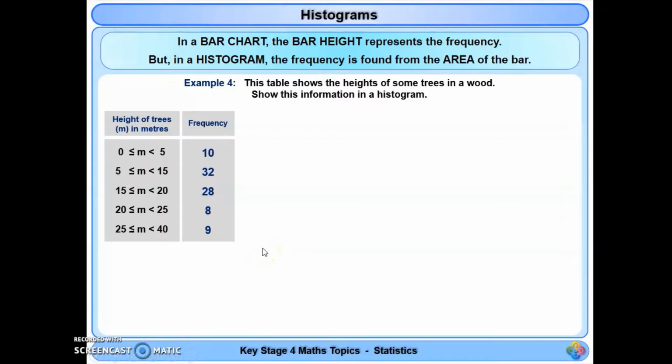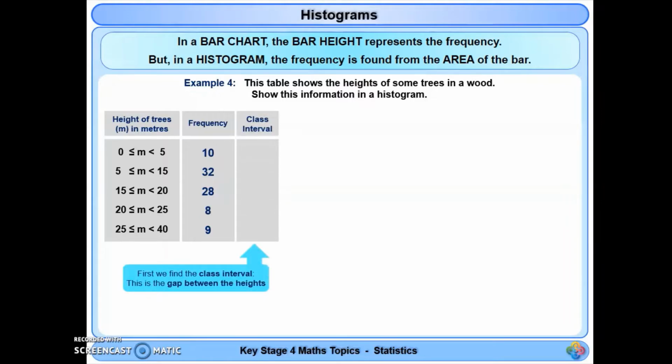Notice that the typical exam question starts with two columns. You're given the data, the height of the trees, and you're given the frequency, the total amount of trees. We need to use that information to do some calculations and then draw the histogram.